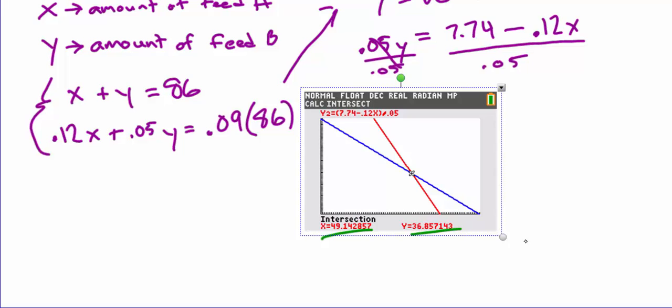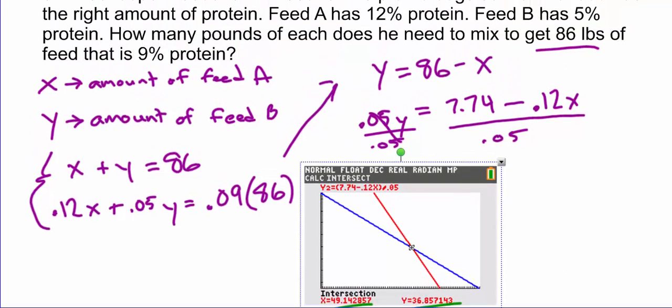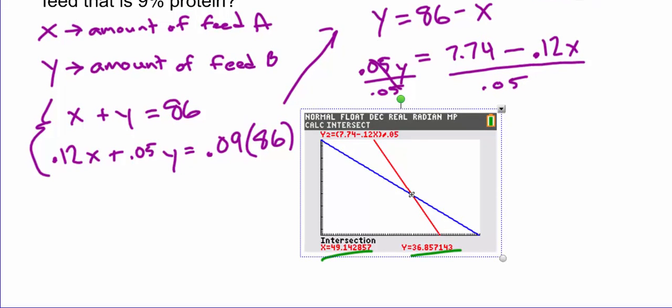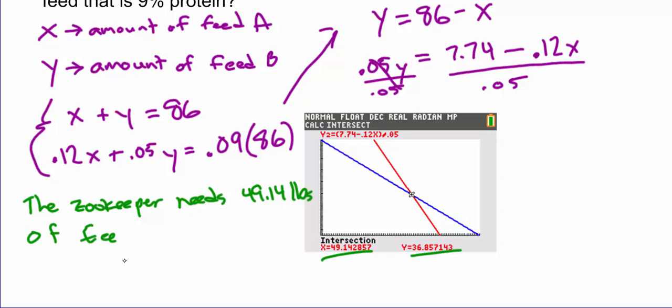49.14, 36.86. Well, that's okay. And the zookeeper here can approximate that. So the zookeeper needs about 49.14 pounds of feed A and 36.86 pounds of feed B. Okay, so again, not the prettiest numbers.